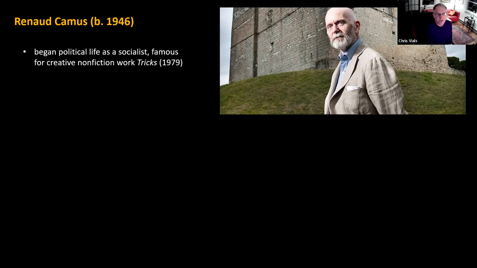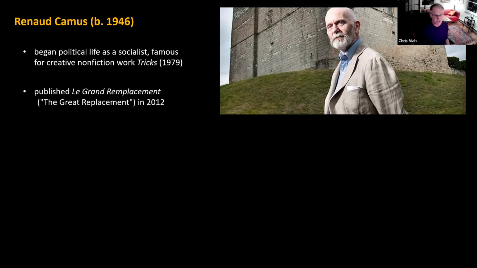Tricks was a novel, or a creative nonfiction work, of gay hookups across a variety of towns. It was introduced by literary critic Roland Barthes. It was a bestseller. It made him a lot of money, enough to buy him a castle. And so he started out as a kind of nonconformist gay socialist, and then switched, right?